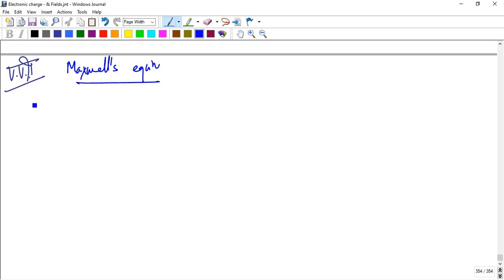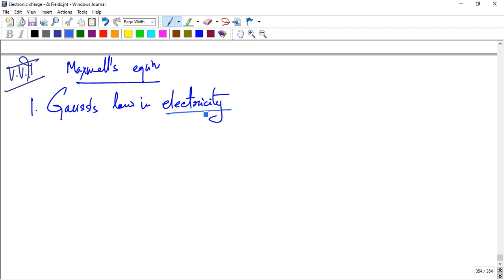The first equation is Gauss's law in electricity, or electrostatics. We get the closed integral of E dot dA equal to the charge enclosed divided by epsilon naught.